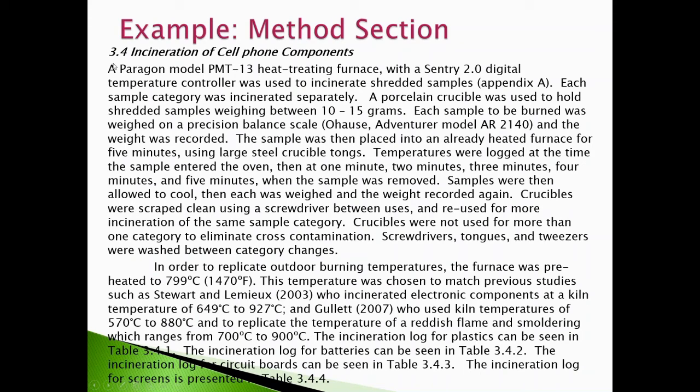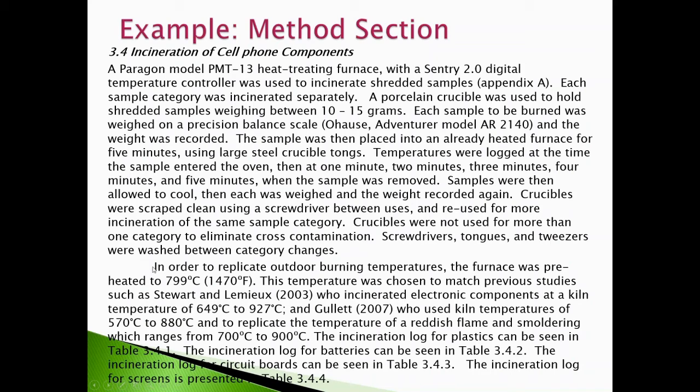You can see starting here, it talks about the type of heat furnace that was used in detail. A porcelain crucible was used to hold shredded samples weighing between 10 and 15 grams, etc. It's very mundane, it's very detailed, it's not exciting. But a method section is really important.